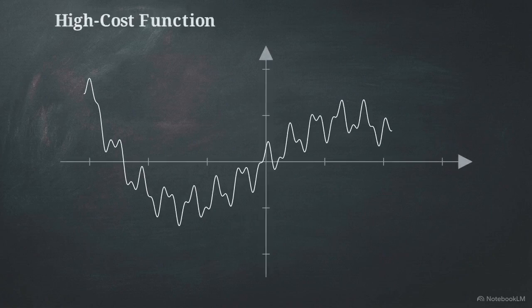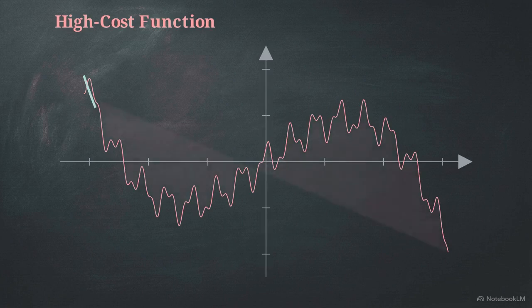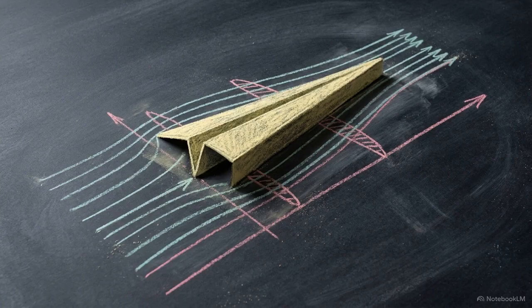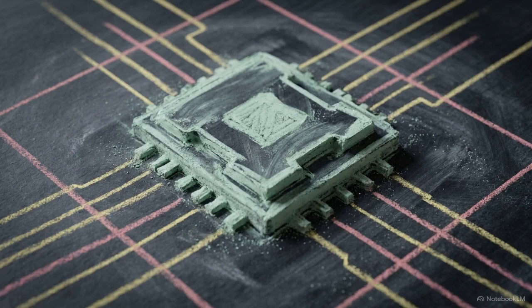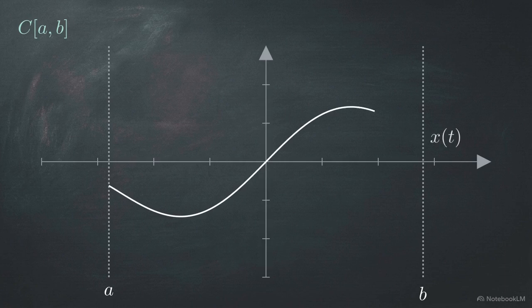Many real-world mathematical functions carry high computational costs. To maintain efficiency, we replace these complex curves with simpler polynomials that mirror their shape. In fields like aerodynamics or real-time graphics, we need these mathematical approximations to function as reliable substitutes, calculating results instantly without taxing the processor. This replacement happens within domain C[A, B], a closed interval from A to B.